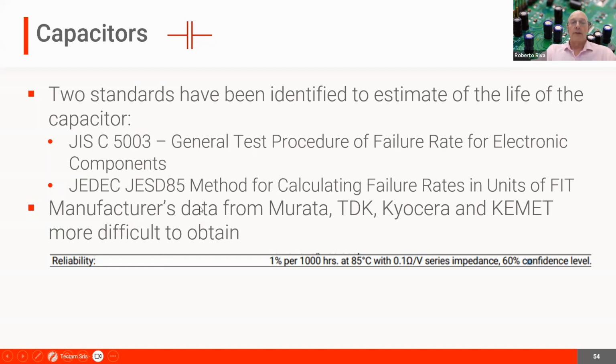We went looking for manufacturer data, because obviously we needed a candidate to analyze and measure against the manufacturer. A lot of them publish this information, which at the beginning we struggled a bit to interpret. For example, reliability 1%, or reliability 0.5%, per 1,000 hours at 85 with 0.1 on volt series impedance, 60% confidence level. It boils down to this not being reliability, this is a failure rate. These are practical results, but we don't have information about the voltage side, and we got a test time but we don't have a sample size.